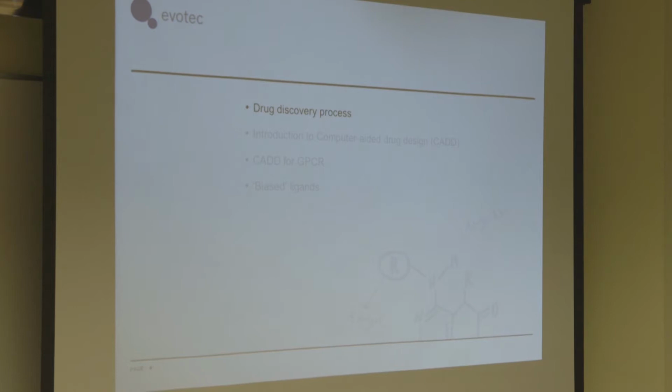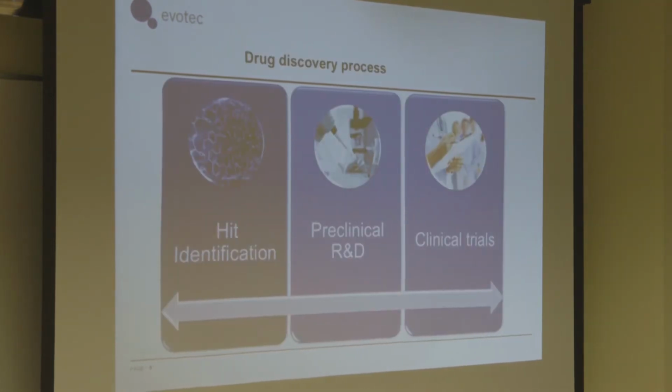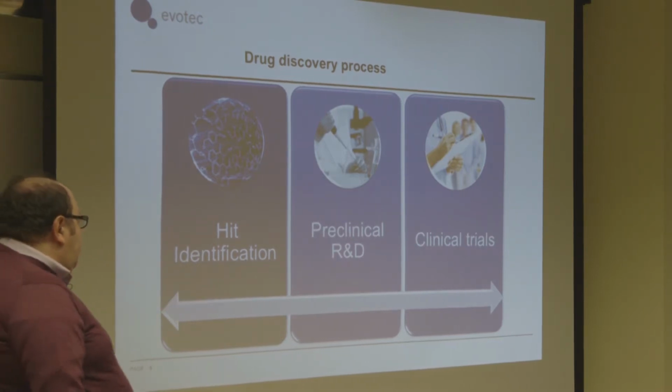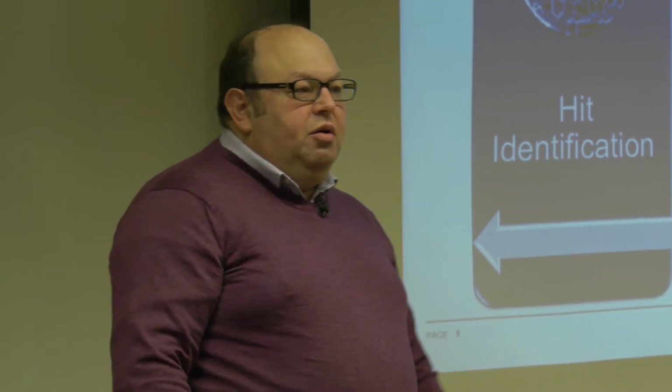So the drug discovery process usually contains 3 stages: hit identification, preclinical R&D, and clinical trials. Hit identification is to find the first molecule that binds your protein. And it's working in a lock and key style. So you want to ignite your car, or you want to turn off your car, you need a key. This key is the drug. The lock is the protein. You put the key, you turn, your car is ignited.